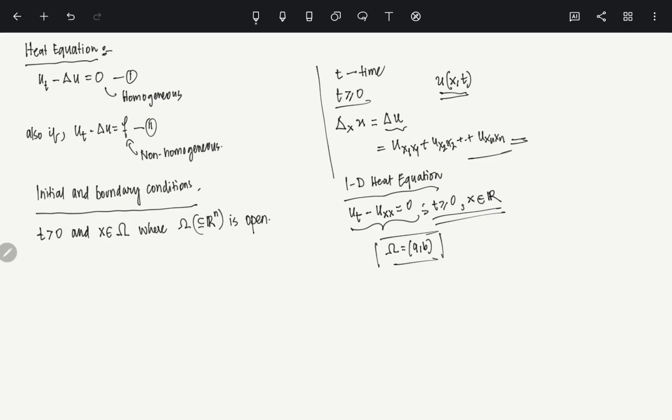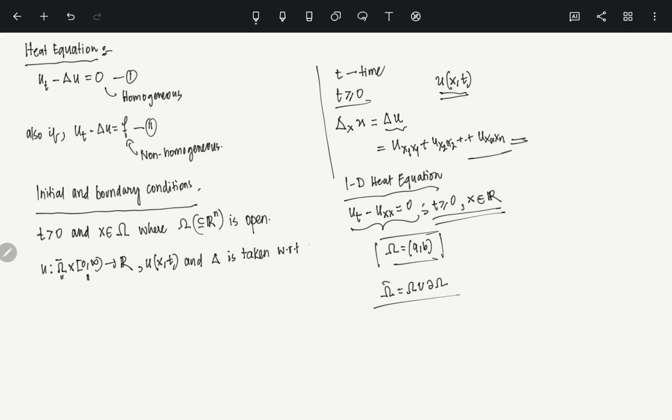What is u here? u is a function from omega bar cross [0, infinity) to R. Here omega bar is omega union the boundary of omega. So this is your u, and you think of it like this: u is a function of x and t, where x is coming from here and t is coming from here. And as I have already explained, the Laplacian is taken with respect to x.